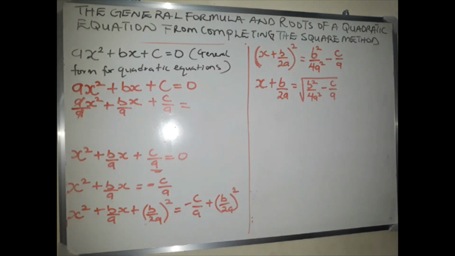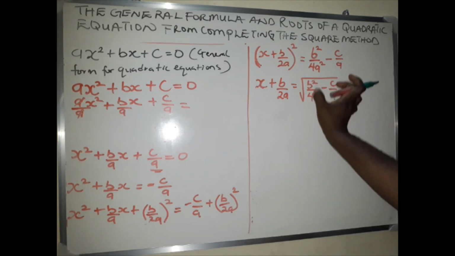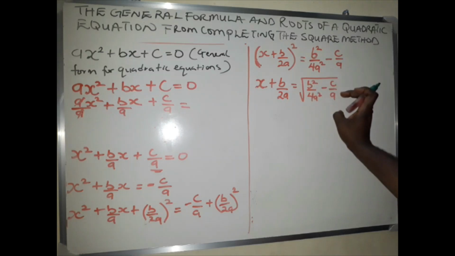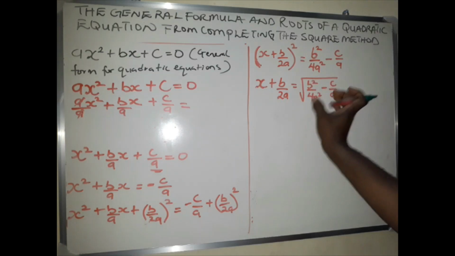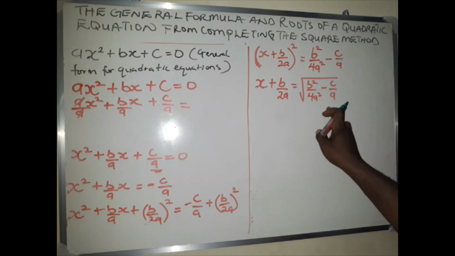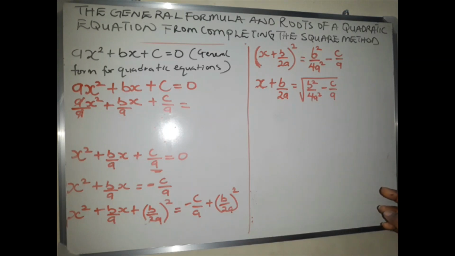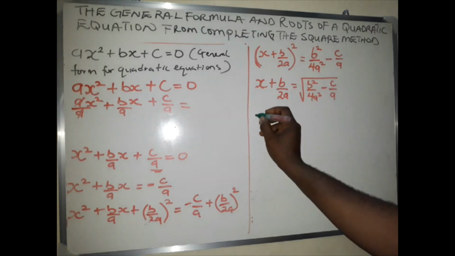Now, let's continue. The next thing we're going to do is simplify this fraction here, because this is a fraction and this is another fraction. So we're going to simplify it so that they can be in one whole fraction. We do that by looking for the LCM of what we have here. By the time we look for the LCM of that, we're going to have something like this.